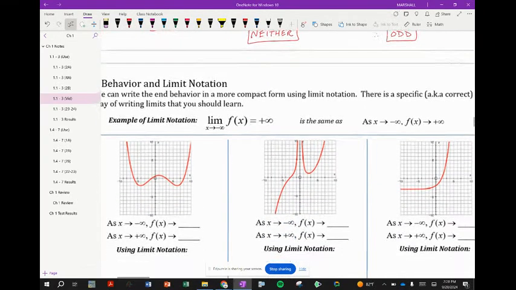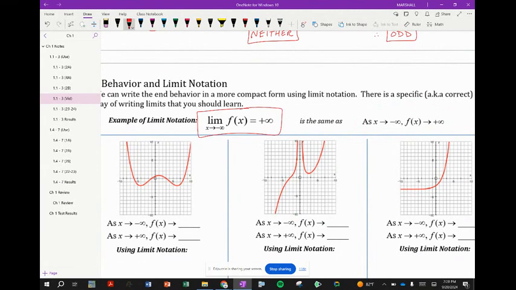Some of this is really not necessary because we started teaching limit notation in Algebra 2. So some of this was trying to connect it to a different way that we used to do in Algebra 2, which is like that. But you've seen limit notation already in Algebra 2. There's an example of limit notation.